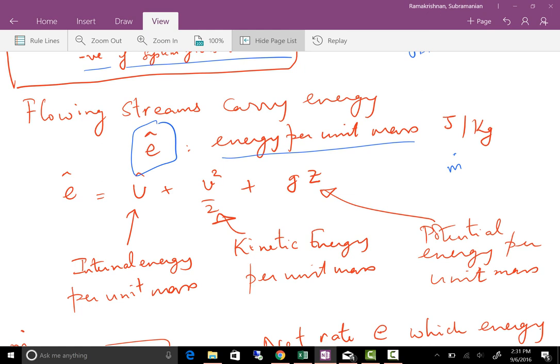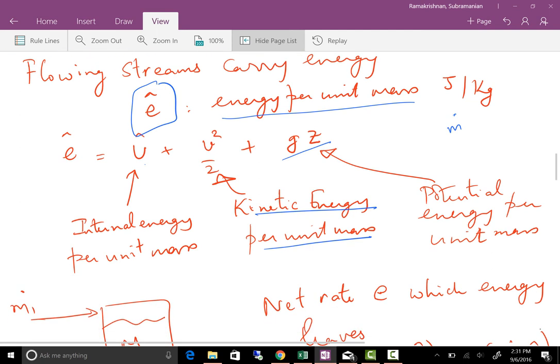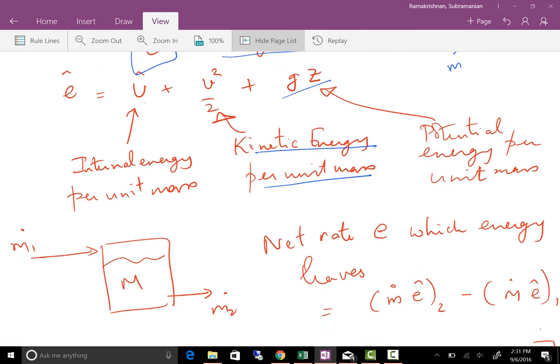So what are the terms that comprise this energy per unit mass? You have the internal energy per unit mass, which is U cap. And you have the kinetic energy per unit mass, which is V squared over 2. And you have the potential energy per unit mass, which is nothing but g times z. So any flowing fluid contains these three terms, right? And now we are ready to go ahead and do the energy balance using this concept.